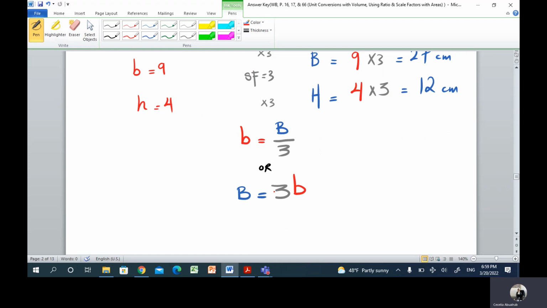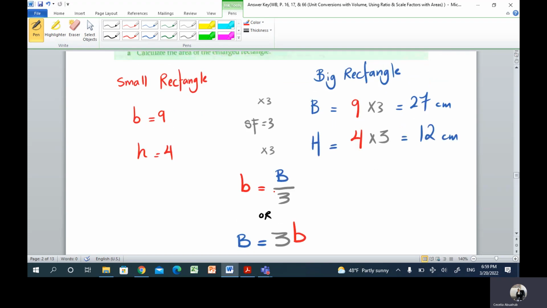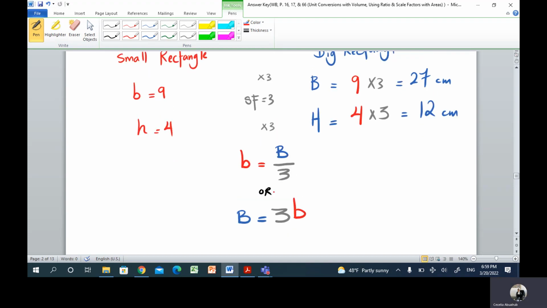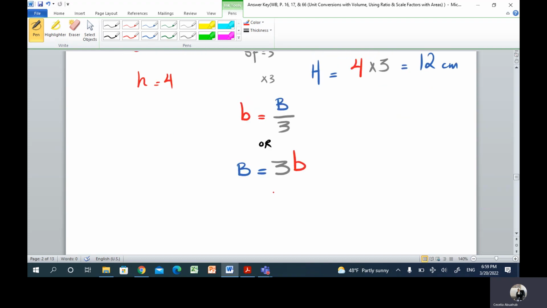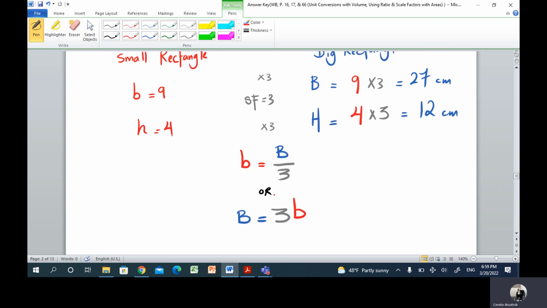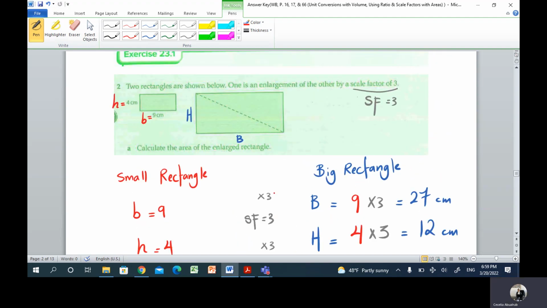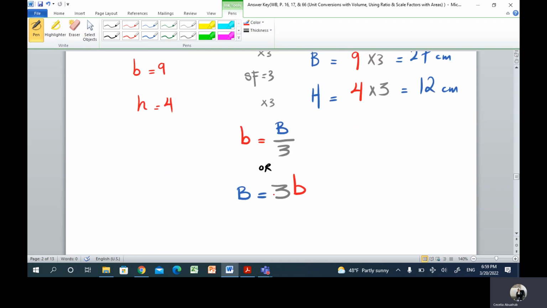So here are the formulas. If they ask me to write a formula that connects small b and big B, the exact same thing applies to small h and big H. Okay, let's carry on. What if we want to calculate the area of the enlarged rectangle? What if we want to calculate the area for the small rectangle?